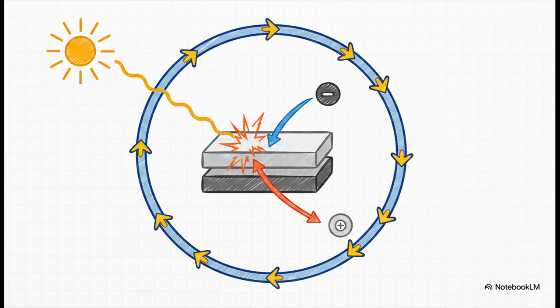Well, when incident photons strike the semiconductor, if they have enough energy to cross what's called the material's band gap, think of it like an energy toll booth, they excite an electron. This breaks the electron free from its bond and creates what we call an electron-hole pair. Because this happens right in or near that built-in electric field we just talked about, the field immediately sweeps the electron in one direction and the hole in the other. And boom, just like that, we have a continuous flow of direct current, or DC power.